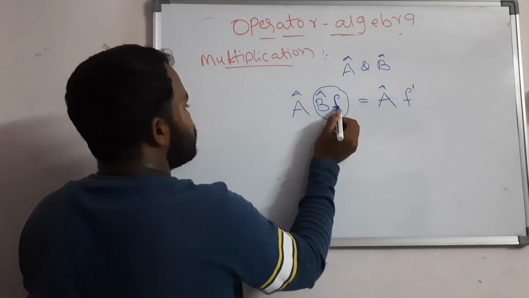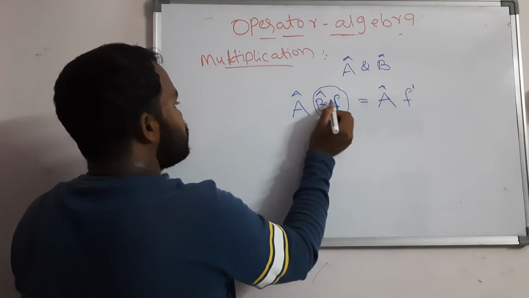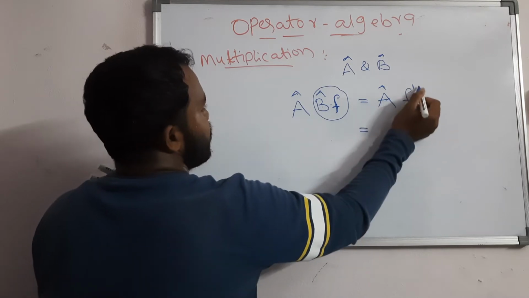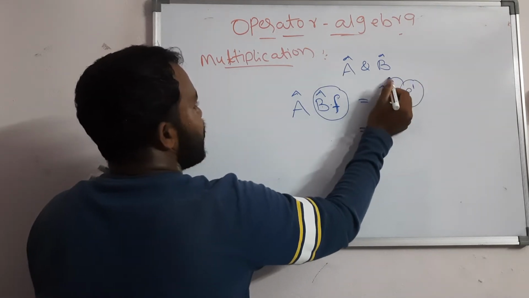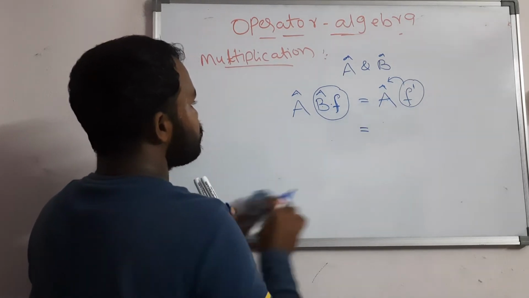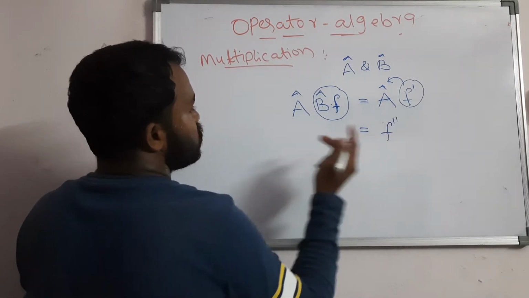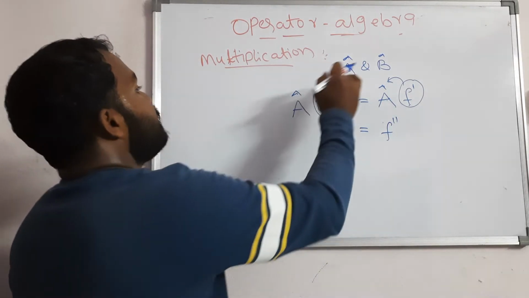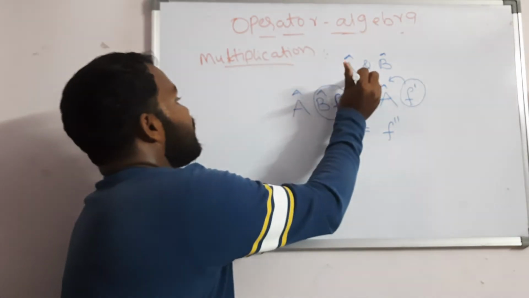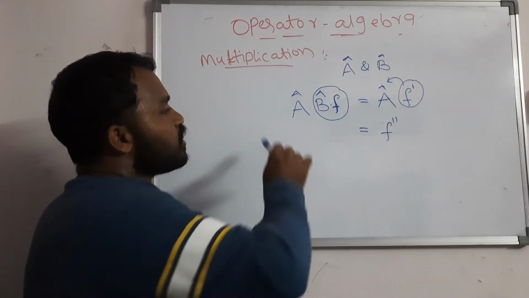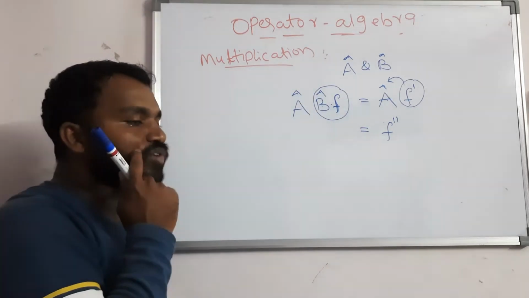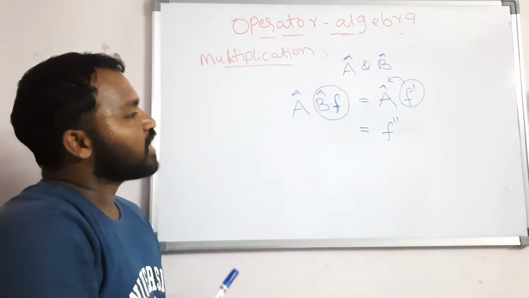So the operator B cap operated on the function gives f dash. Second, this f dash is operated on by A cap, and what you will get is f double dash. What does this mean? If A cap and B cap are two operators, the consecutive operations give the multiplication. The consecutive operations are called the multiplication of operators.